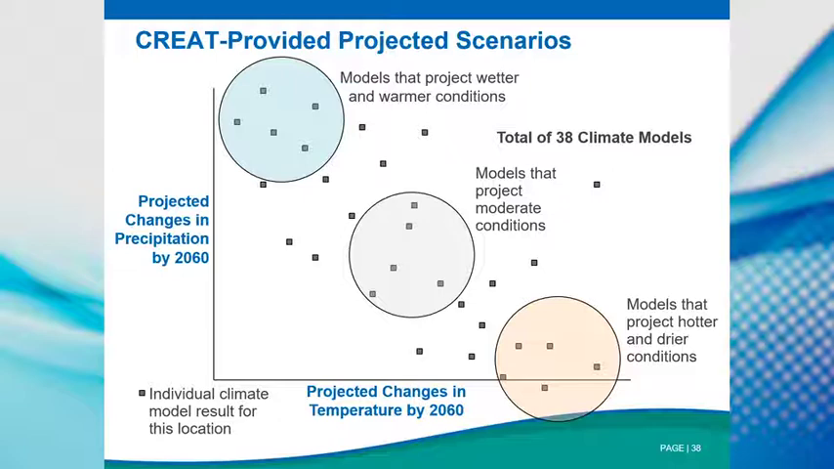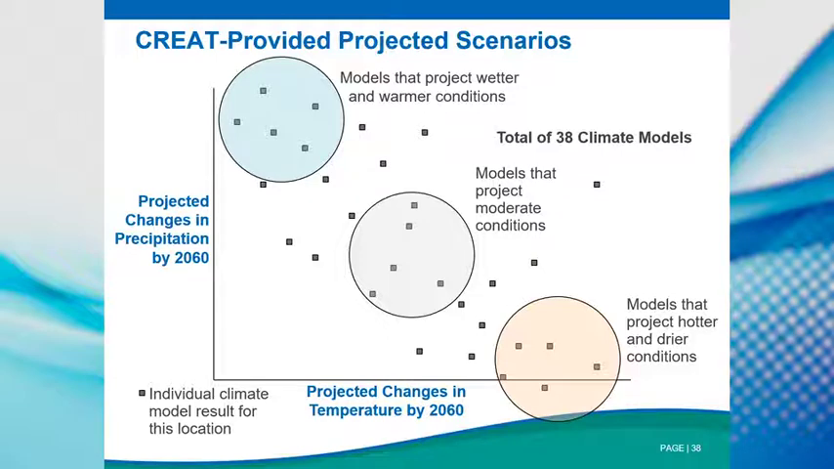And so what that results in is we selected and averaged 5 models that projected the hottest and driest conditions. So that's going to be the bottom right circle, which to me looks pink or salmon colored, and that's models that project hotter, drier conditions. We did the same thing for those that projected wetter but not as hot conditions. You can call that warm. So that's going to be the upper left. It's the light blue circle. Those are the 5 models that project wetter and warmer conditions.